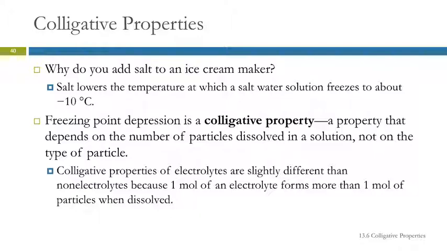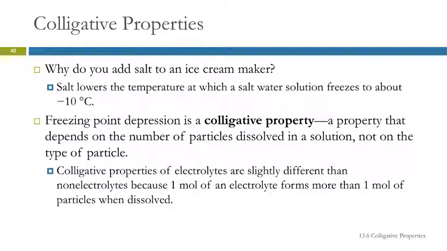Salt is added to the ice in an ice cream maker, and we'll be doing that in lab next week, because it lowers the temperature of the ice. It's really kind of crazy. Ice melts, water freezes, whatever, at 0 degrees Celsius. If you throw salt in there, the temperature at which that freezes goes down to minus 10 degrees Celsius. And we're going to talk about why that is and how that works.